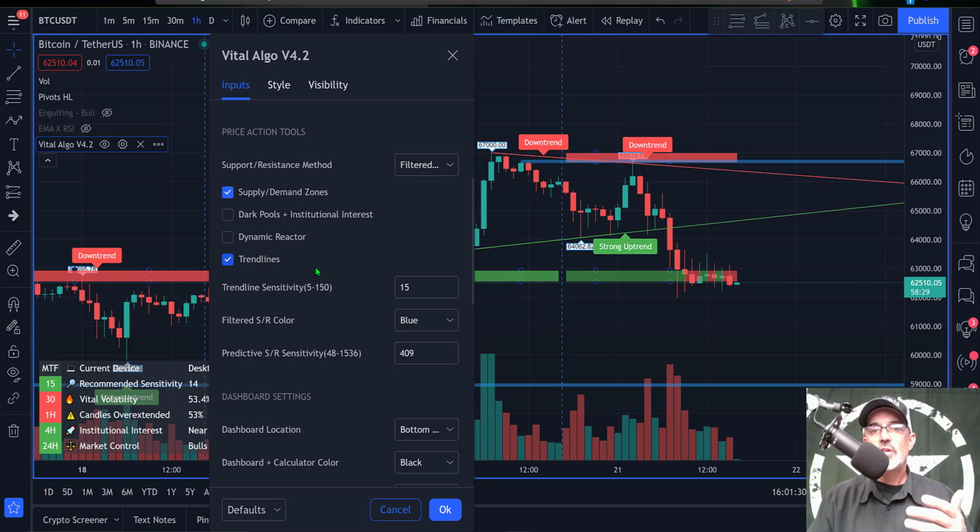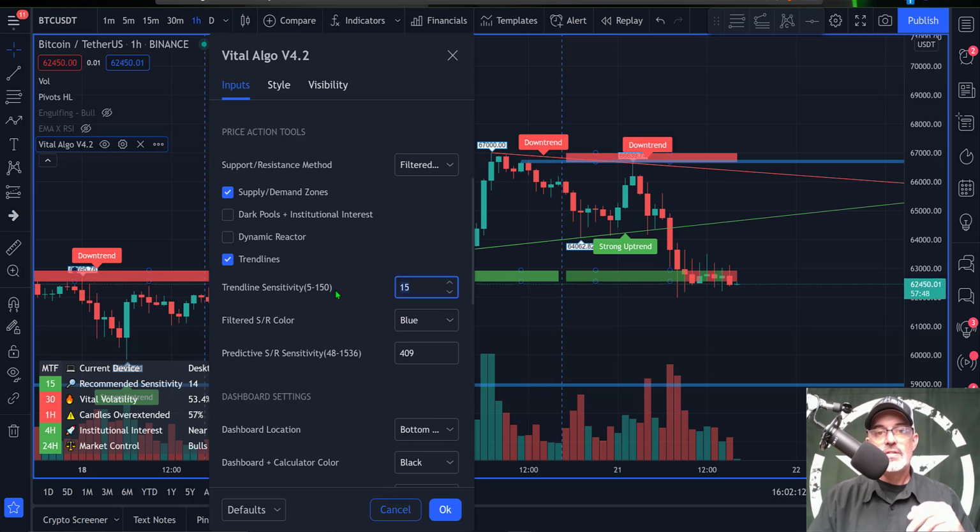And then I have the trend lines on the screen for you as well. I think a lot of new traders do have difficulty drawing trend lines. A lot of times I see people draw trend lines that benefit their idea rather than actual true trend lines. So I think the trend lines are a good starting point for beginners. And then you can adjust the trend sensitivity.